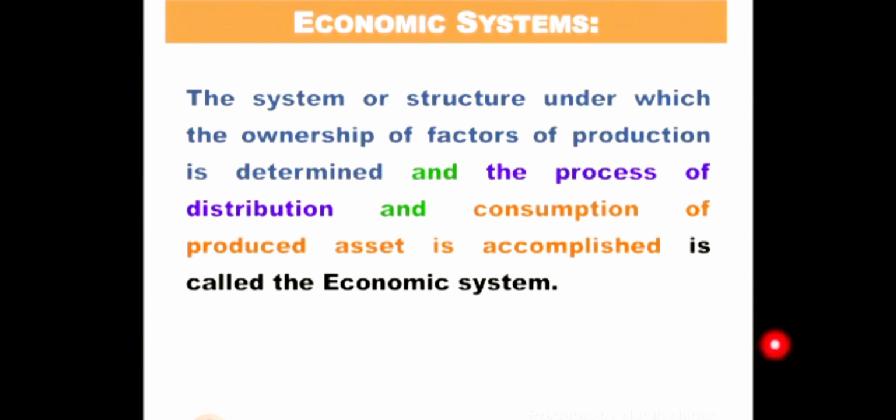So dear students, our next topic is economic systems. Let's see what is economic system. Economic system is the system or structure under which the ownership of the factors of production is determined and the process of distribution and consumption of produced asset is accomplished. So economic system actually depends on the stages of economic function such as production, distribution, and consumption process.